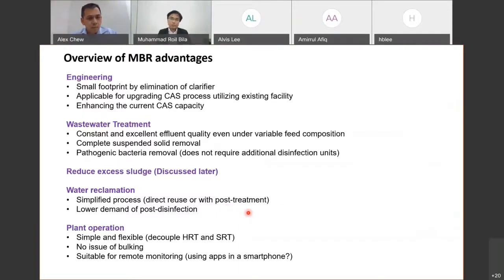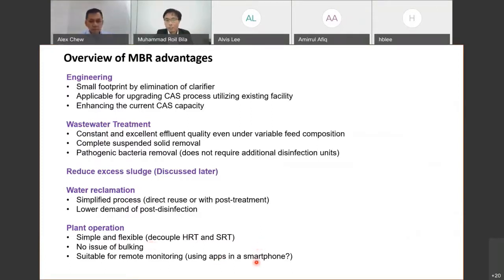In terms of plant operation, MBR is simple and flexible. I don't know if this term is familiar, but we can decouple what we call the solid retention time and the hydraulic retention time, which is otherwise very difficult to do in conventional activated sludge. We have no problem with sludge bulking. In fact, there are many reports indicating that sludge bulking is better in enhancing the effluent quality when it happens in MBR. It is also suitable for remote monitoring.